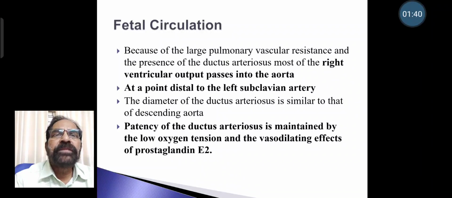Because of large pulmonary vascular resistance and presence of ductus arteriosus, most of the right ventricular output passes into the aorta at a point distal to the left subclavian artery. The diameter of the ductus arteriosus is similar to that of descending aorta. The patency of ductus arteriosus is maintained by low oxygen tension and vasodilating effects of the prostaglandin E2.